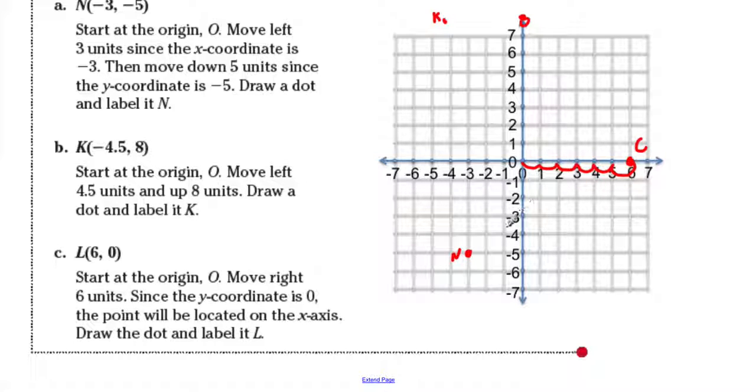The point will be located on the x-axis. Draw a dot and label it point L. Oops, sorry, not C, point L. Take that out. There you go. Let's rename it point L. Okay, let's take a look at the next example.